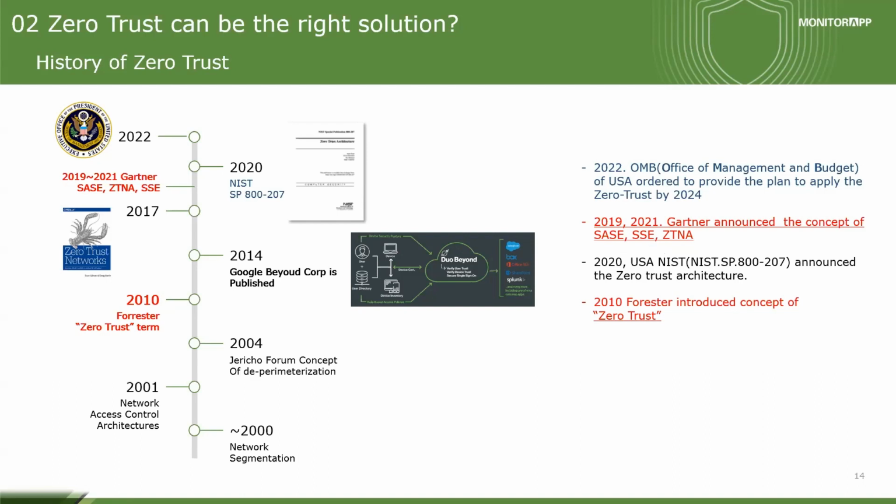According to the USA government, by investigating security incidents, zero trust is the only right solution to protect from this kind of critical security incident. So as you can see, zero trust is very famous recently, and lots of IT organizations and companies try to apply the zero trust principle to their IT environment.